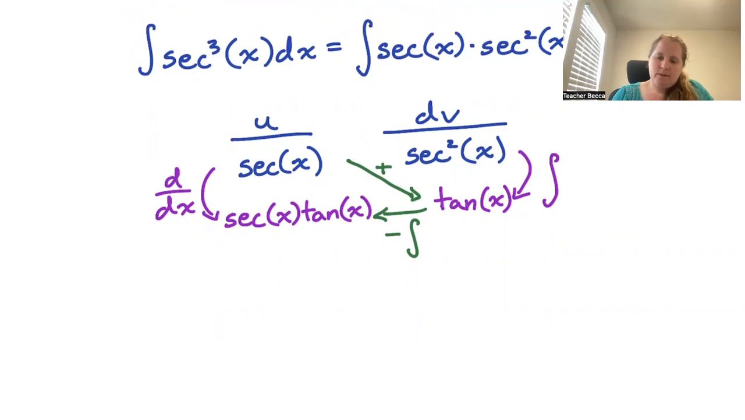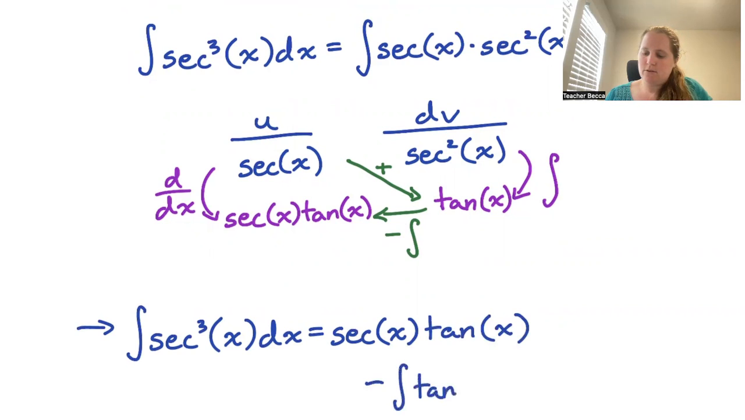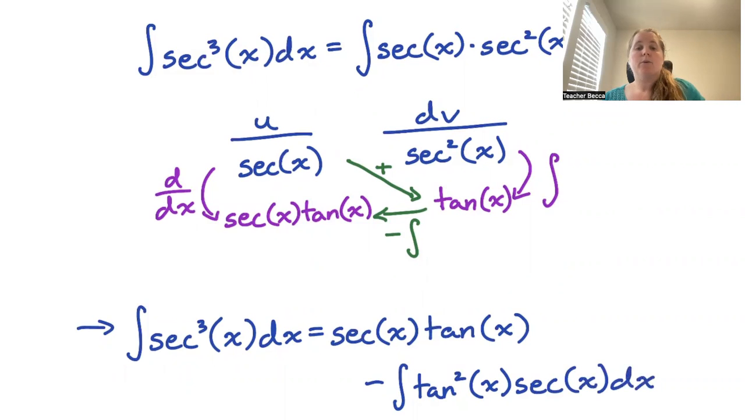So this becomes that the integral of secant cubed of x dx is equal to secant x times tangent of x minus the integral of tangent squared of x times secant of x dx. Tan squared, because we have secant of x times tangent of x inside of that integral.